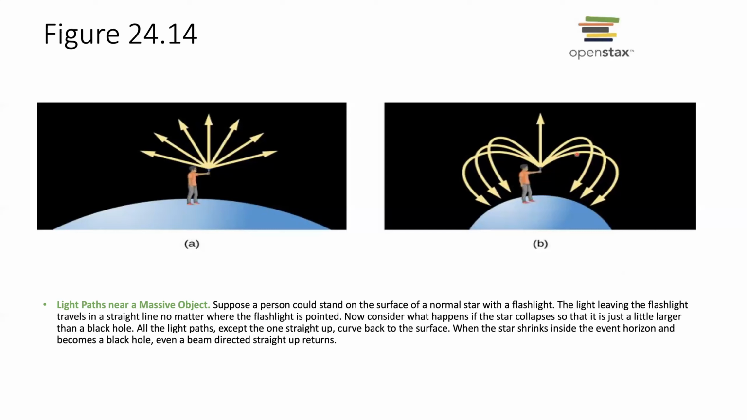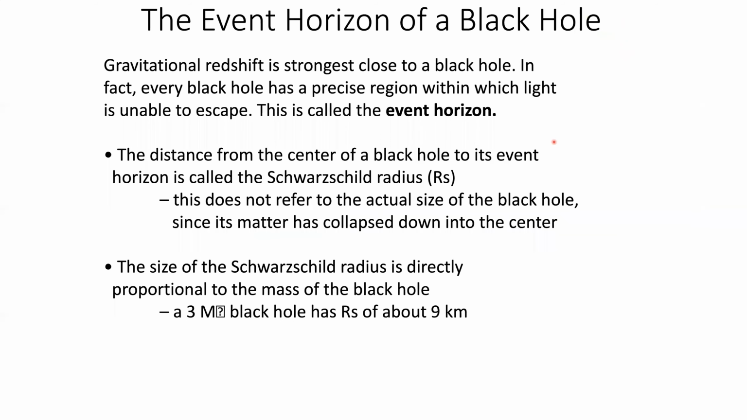So that's what happens under gravitational redshift. They curve back towards the surface. This is because of the curvature of space-time. You will learn this more and more when we talk about the general theory of relativity. Apart from that, this gravitational redshift is strongest very close to a black hole.